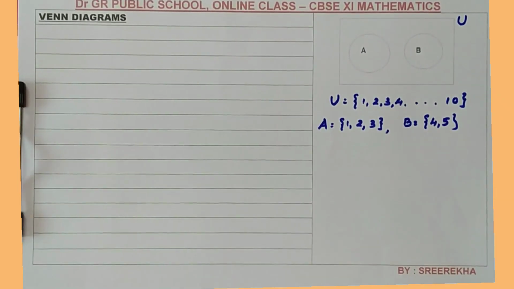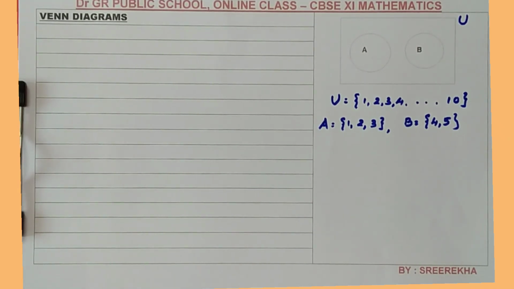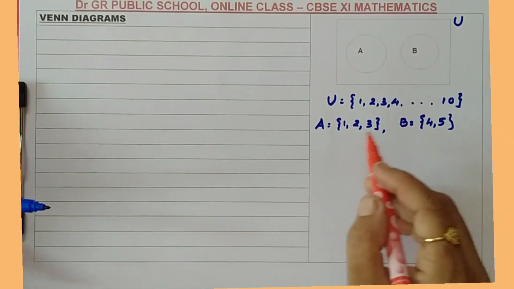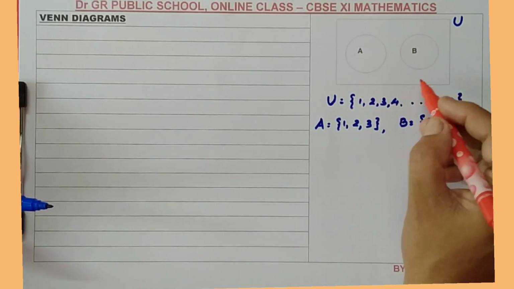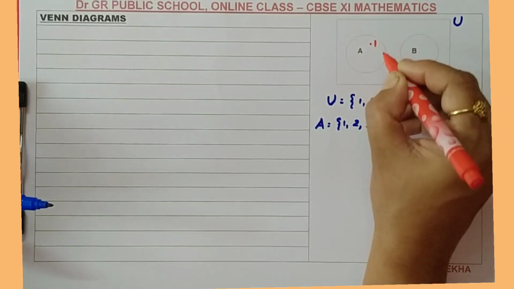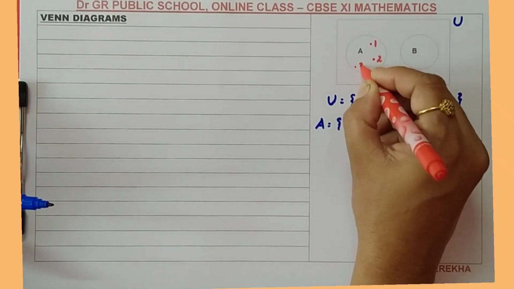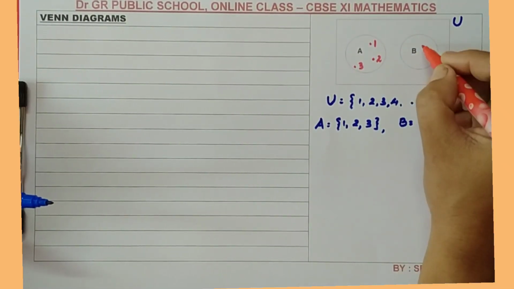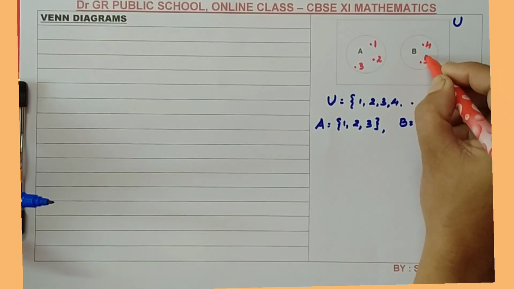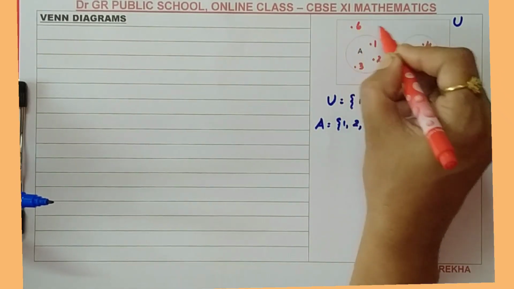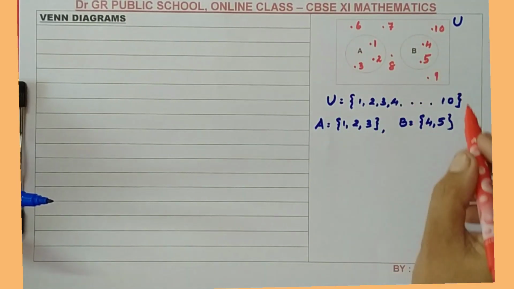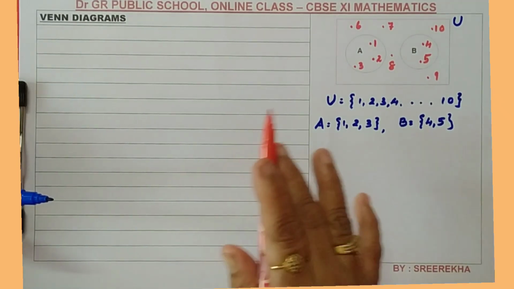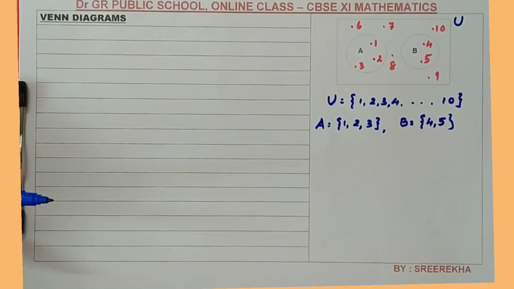How to represent this universal set as well as the sets A and B in a Venn diagram? I told you that the universal set is represented by the rectangle, and the set A equals 1, 2, 3 is represented with a circle, and the elements are marked within the circle as 1, 2, 3. And set B consists of the elements 4 and 5. Now the remaining elements 6, 7, 8, 9 and 10 you need to represent anywhere within this rectangle. So this is the way of representing sets by means of Venn diagrams.